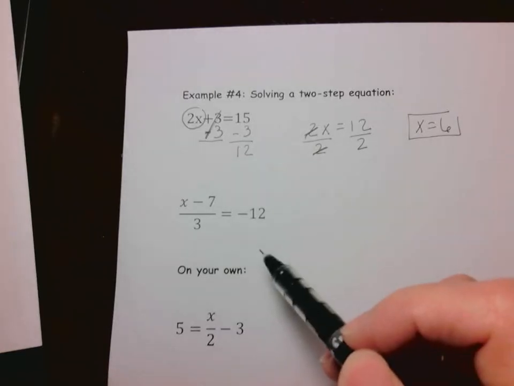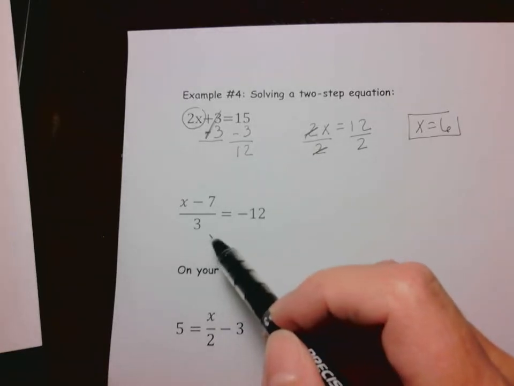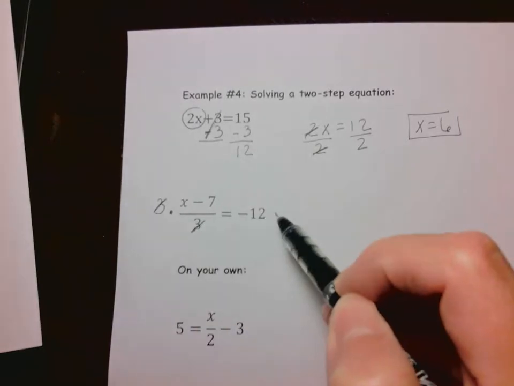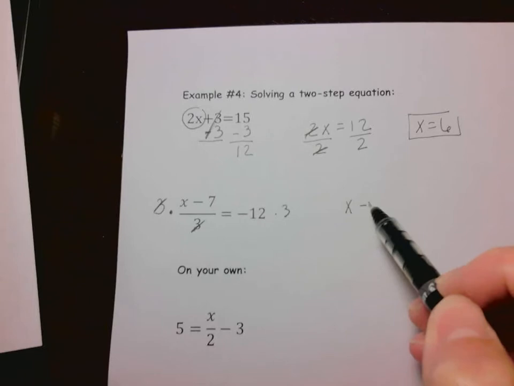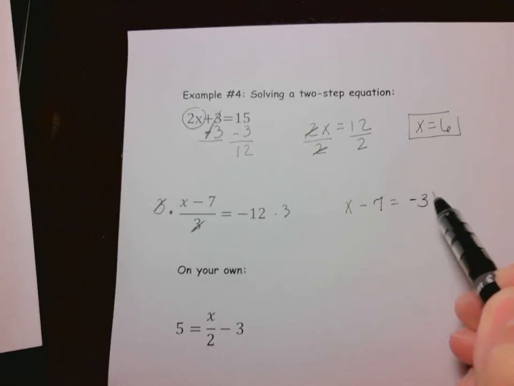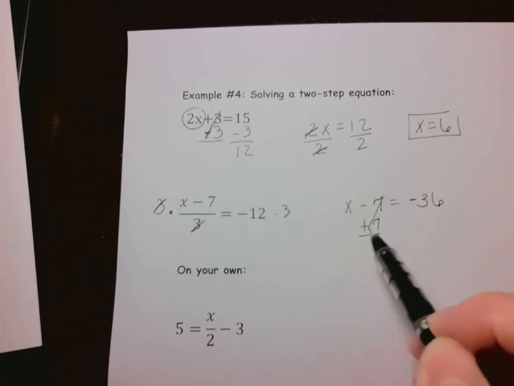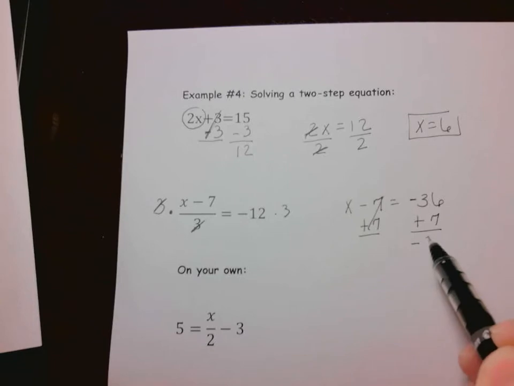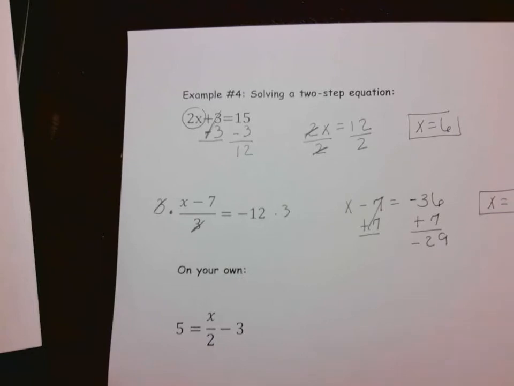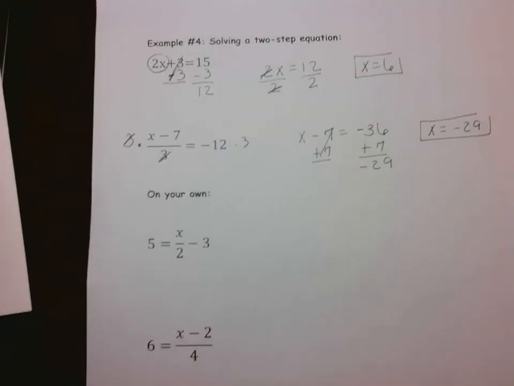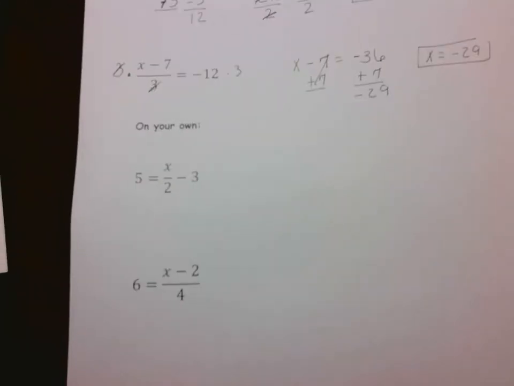Okay, and this example here, think of it this way. I have a denominator and I want to get rid of the denominator. And so what do I do? I multiply both sides by the denominator. And in doing so, this is what I get. And now what do I want to do? I want to add 7 to both sides. And here's my answer. Okay, go ahead and hit pause and work out these on your own problems.